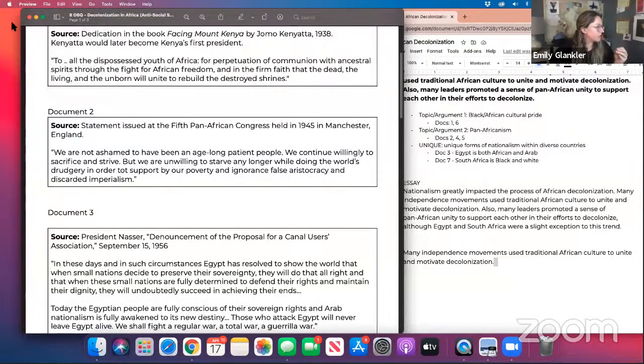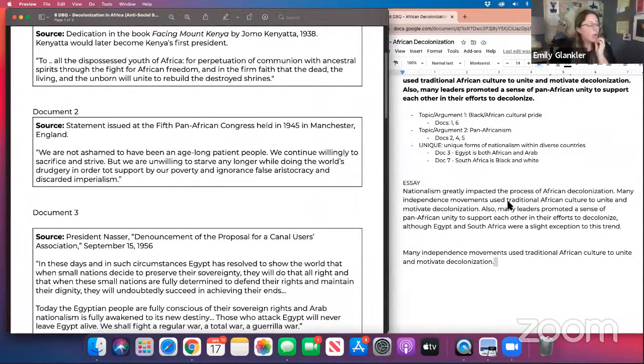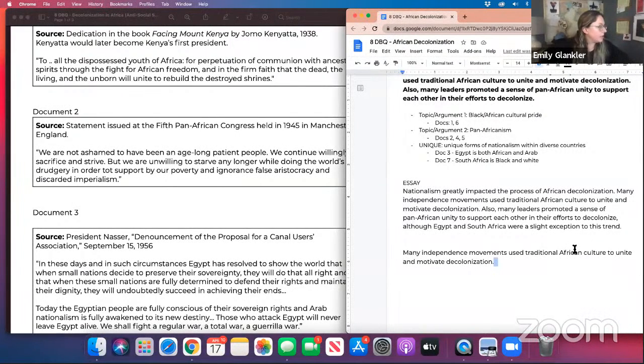I want you to notice, here is what I'm not going to do. I'm not going to say, document 1 is a book written by Jomo Kenyatta, who would become the first president. In this book, he writes a dedication at the beginning where he gives it to all the youth of Africa. That's summarizing the document. You can assume that the person grading your DBQ, picture me, has this document right next to me. So you don't have to summarize or describe the whole thing. You just have to take the specifics from it and apply it to your argument.